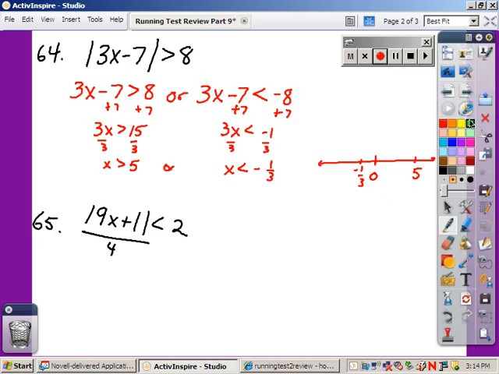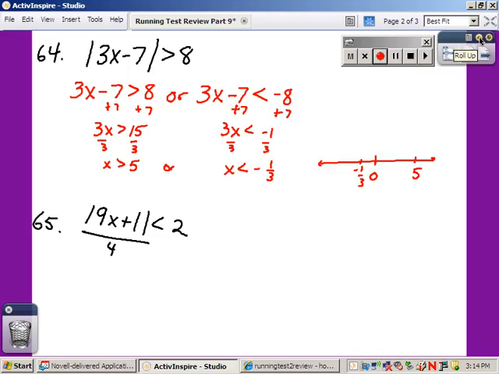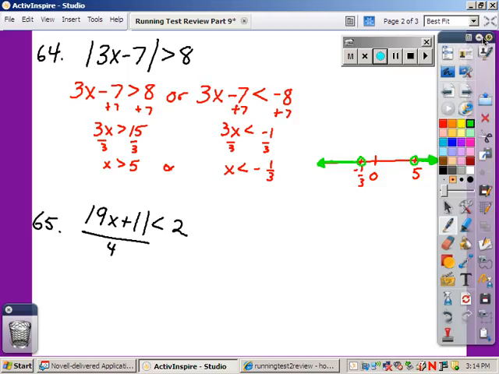So I want to shade for greater than 5. That means an open circle on the 5 and shading like that. And this one, I want to shade for less than negative 1/3, which means an open circle on that, and less than means shade to the left. Like that. And that problem is done.